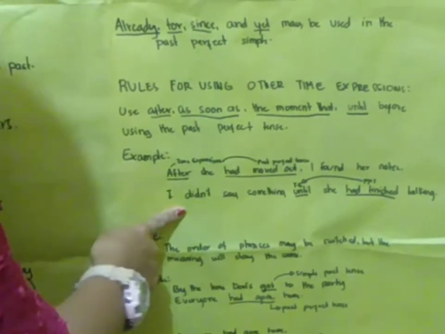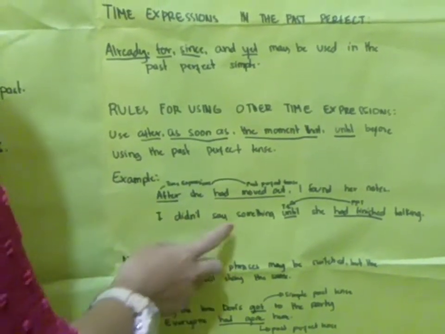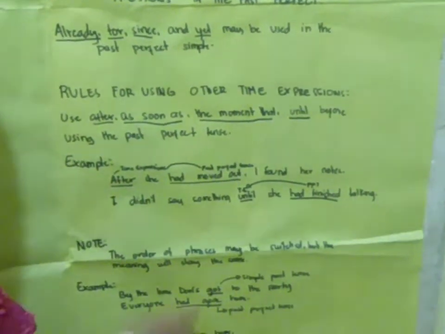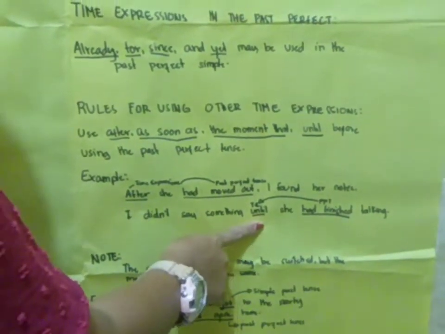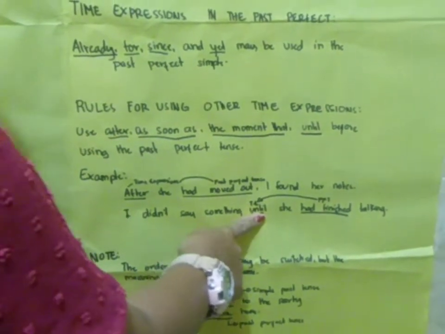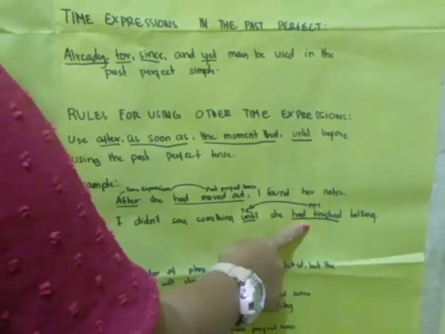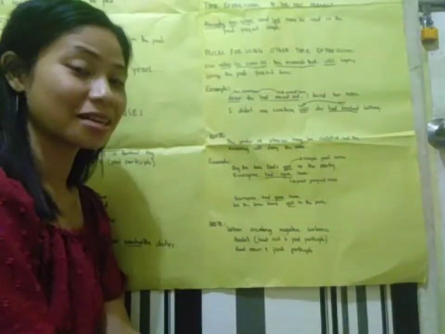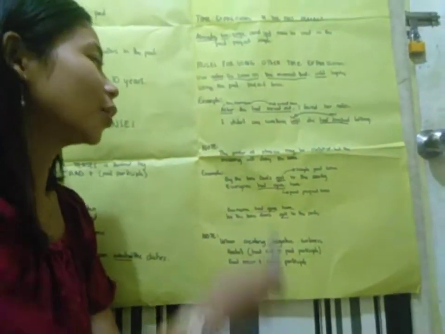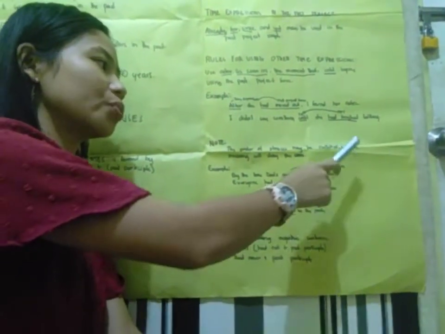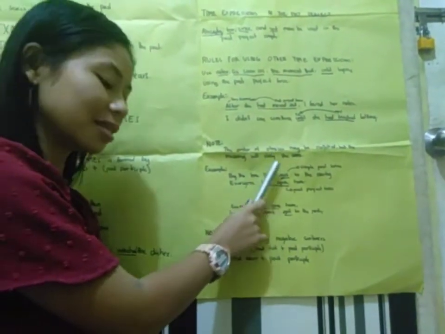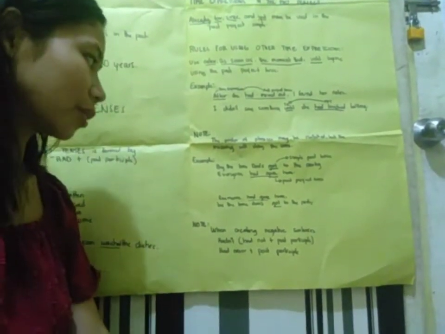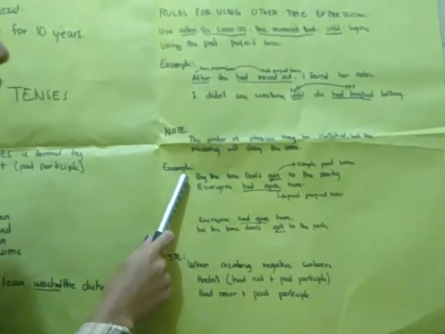Okay, to our next example: I didn't say something until she had finished talking. Our time expression here is the word until, and our past perfect tense is had finished. Okay, note: the order of phrases may be switched, but the meaning will stay the same.